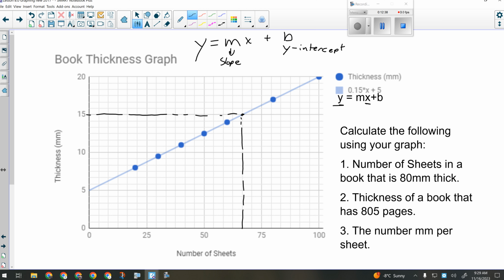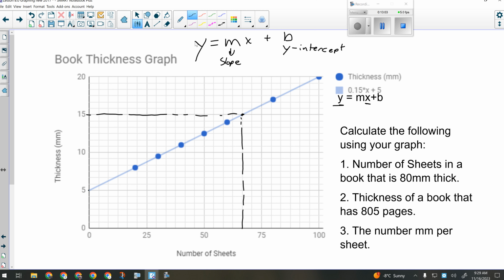Now, your y-intercept is where your line, your best fit line, goes through or intercepts the y-axis. We can clearly see on this graph that it does that at 5 millimeters. And our equation agrees. The place where that line goes through the y-axis is 5 millimeters.